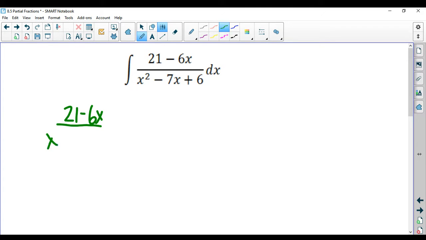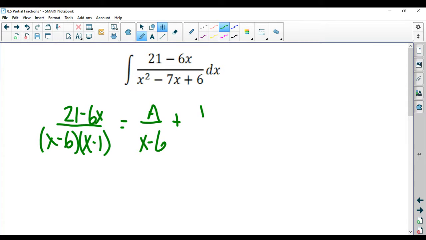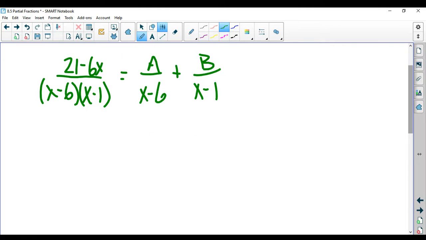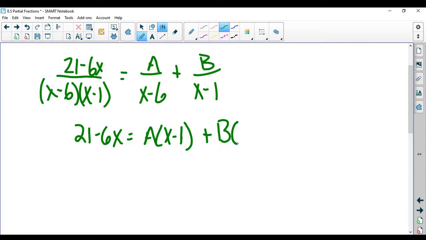So this is x minus 6, x minus 1. That would decompose into a couple of fractions that will look like this. Let's multiply both sides by the common denominator. And now we're going to solve for A and B.